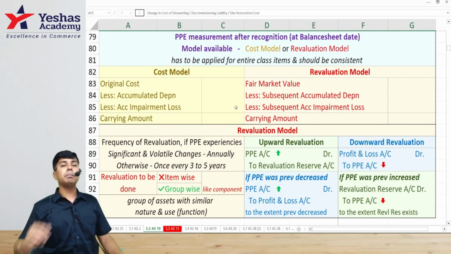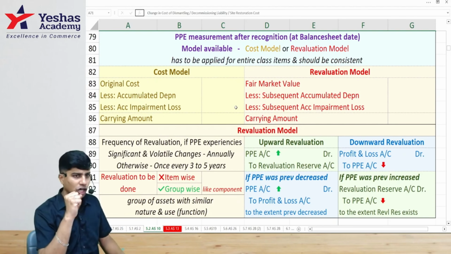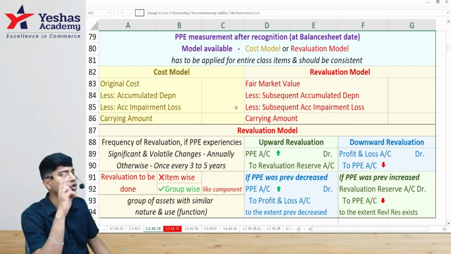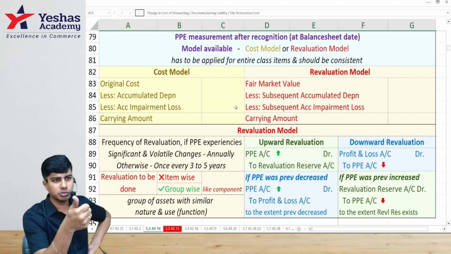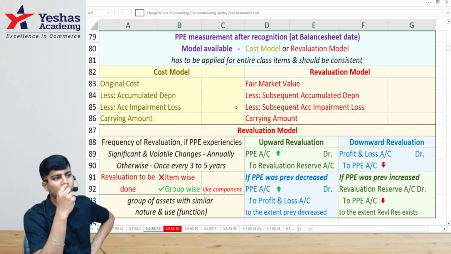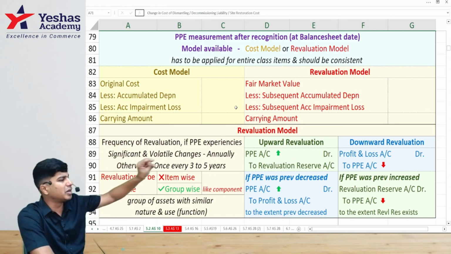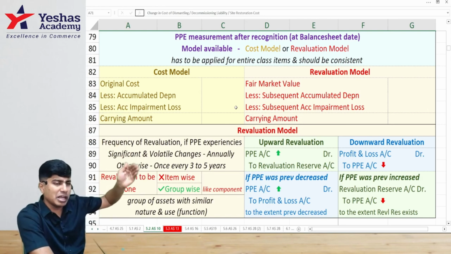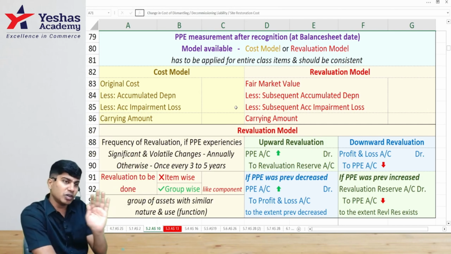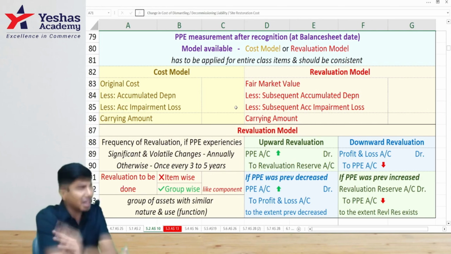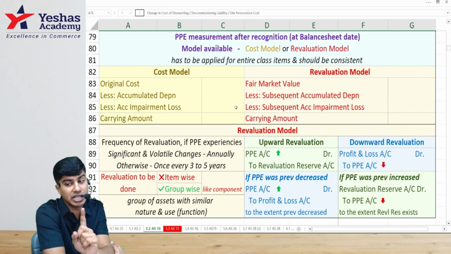Let's go forward. PPE, once it is recognized at cost, at the end of every year, when you have to value the PPE in the balance sheet, you have two models available. One is the cost model, the second one is the revaluation model. Under the cost model, we record the asset at the original cost and deduct the accumulated depreciation. Also deduct impairment loss if any. Impairment loss, we'll discuss in detail in AS 28. That gives the book value or the carrying amount of the asset.